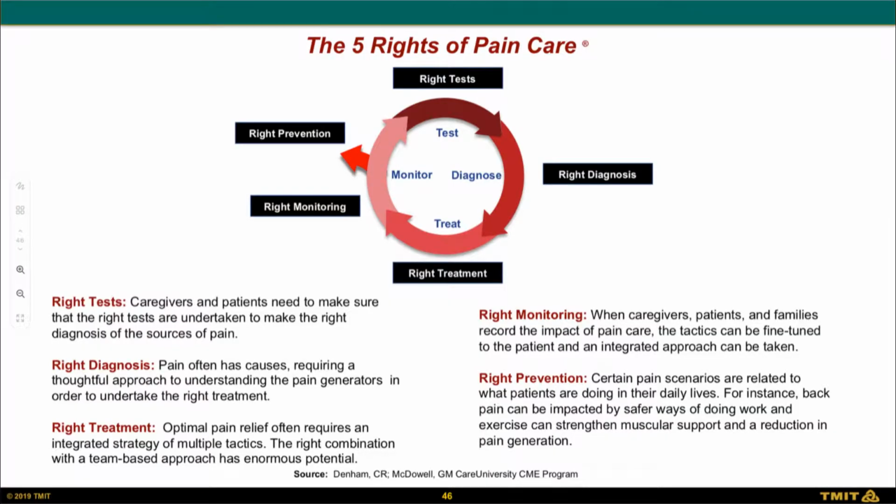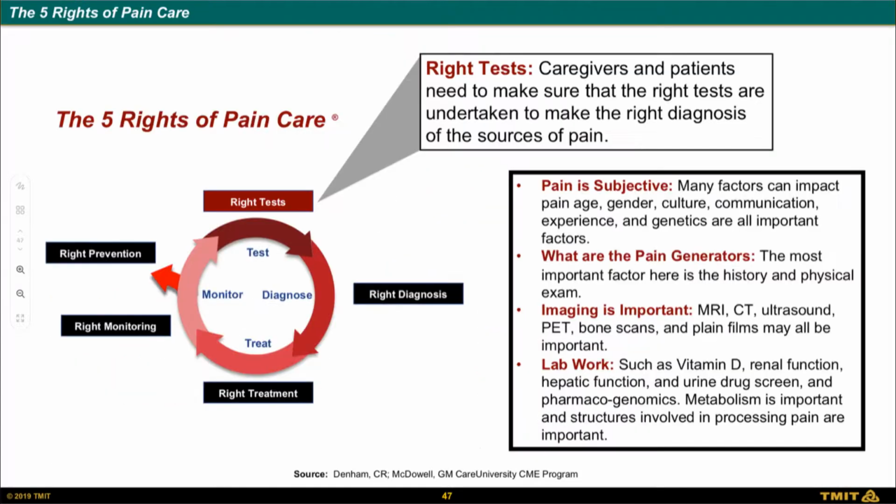I would like to move to the slide that describes the 5 rights of pain care. As you can see, as we move through this in a clockwise manner, we're discussing the right tests, the right diagnosis, the right treatment, the right monitoring, and the right prevention. This is a very good reconciling structure when we sit and decide how to evaluate, make decisions, and perform treatment for our patients. I'd like to break this down by going to the next slide, which shows the right tests.